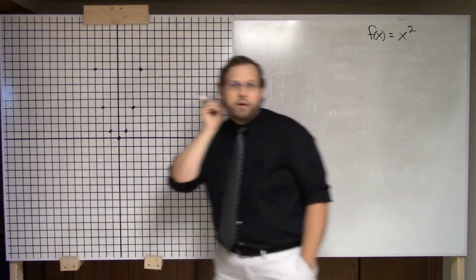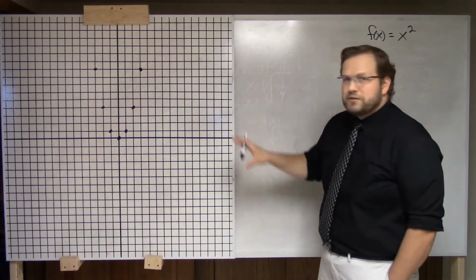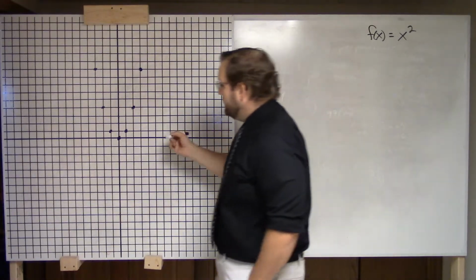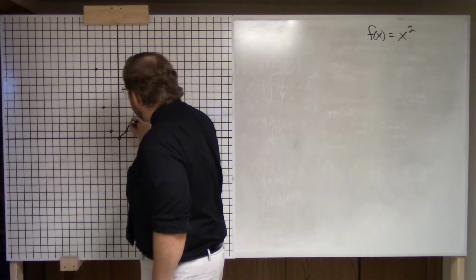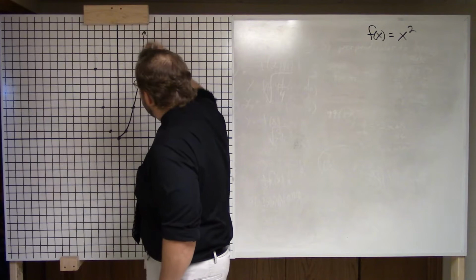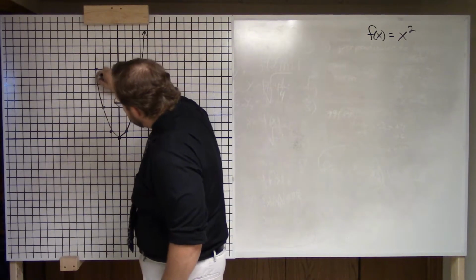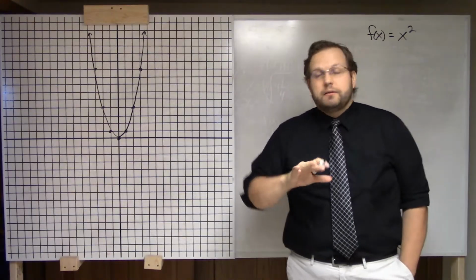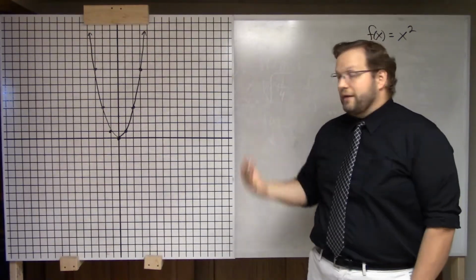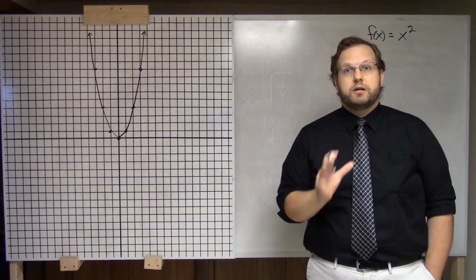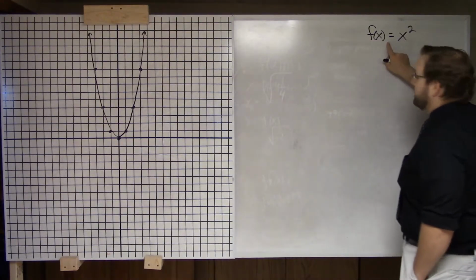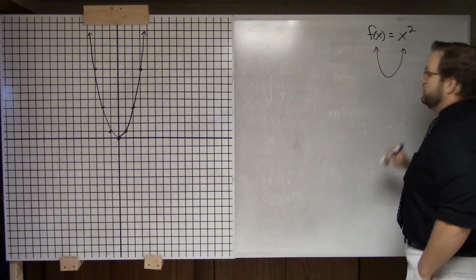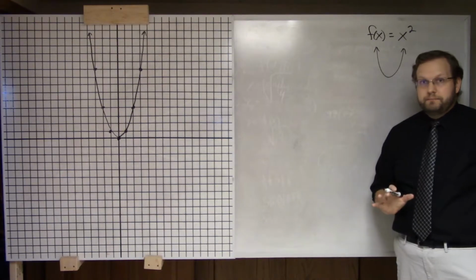Now, I could keep going if I wanted to, but on the graphs that we're going to be working with, this will be sufficient. So what I'm going to then do is connect these dots, and I don't have a straight line here, I have a curve. And that curve is called a parabola. Now, we will talk more in depth about graphing these in the future, but all I want you to understand right now is when I have a function with an x squared in it, I should expect a U shape. Nothing more than that.